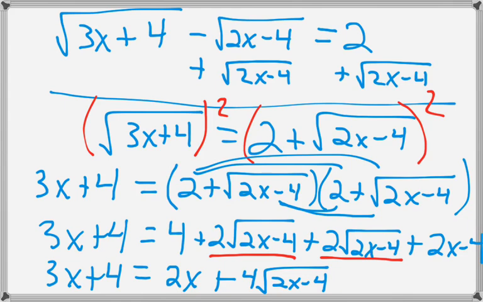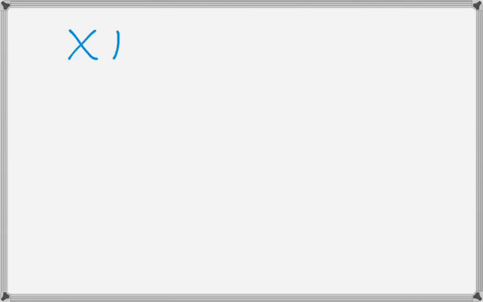Alright, so what have we accomplished here? We got rid of one of the radicals, because we started with 2. So now we need to do the same process again with this radical that's left. We need to get that term by itself, and then we can square each side. So we subtract the 2x here. So it leaves us with x plus 4 on the left.